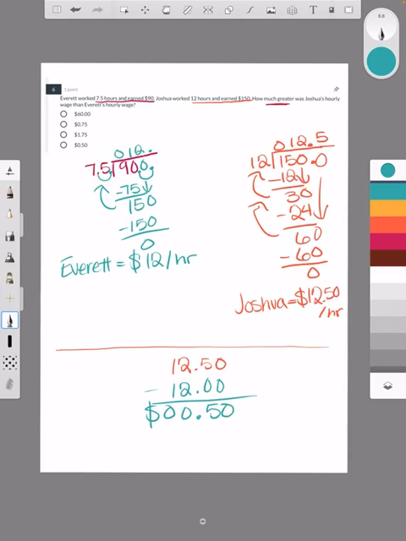All right, so now we know that there is a 50-cent difference between the two. All right, so that's all there is to it.